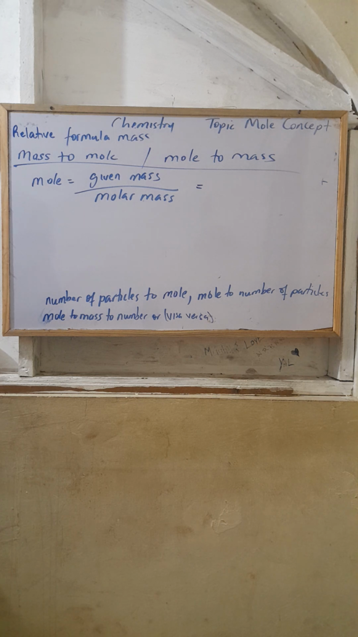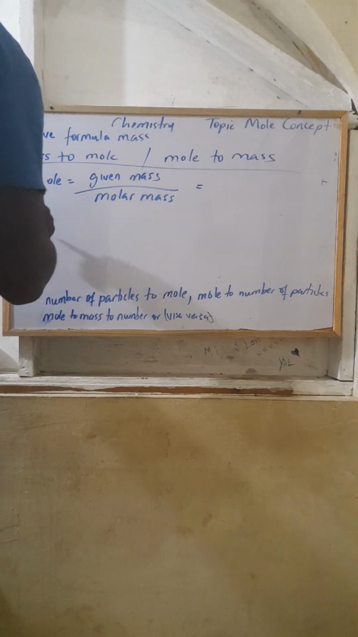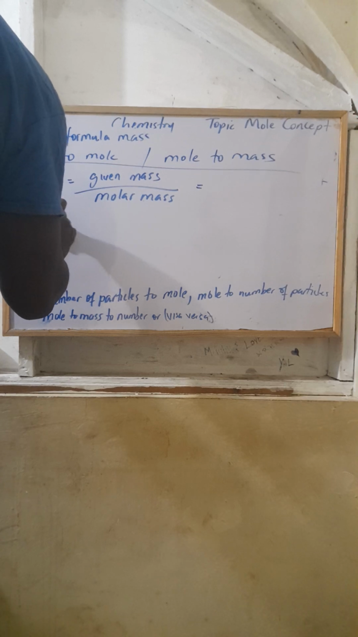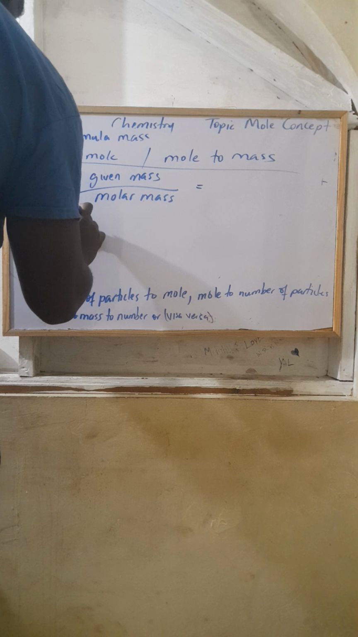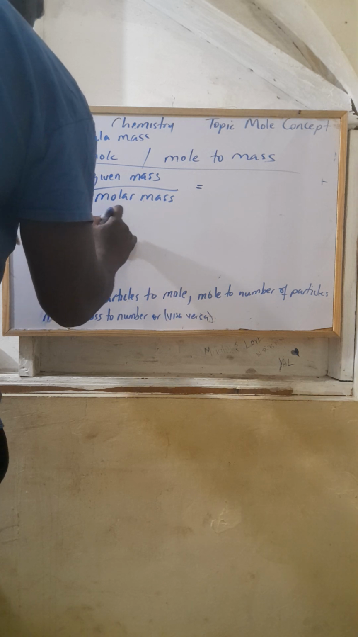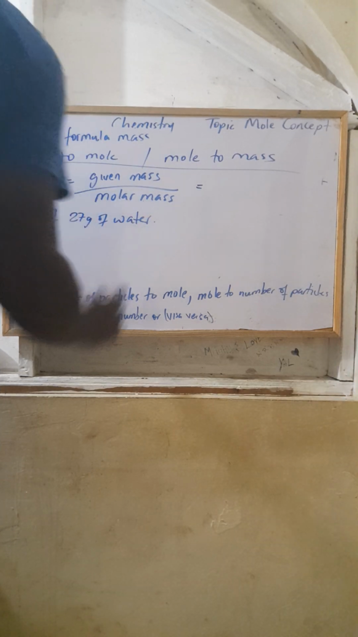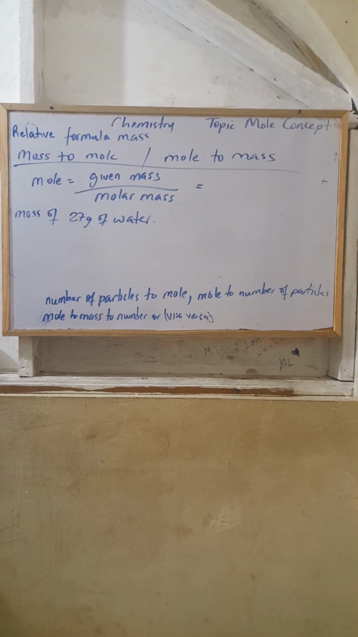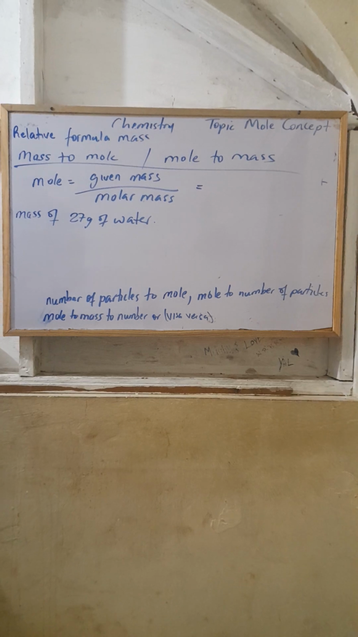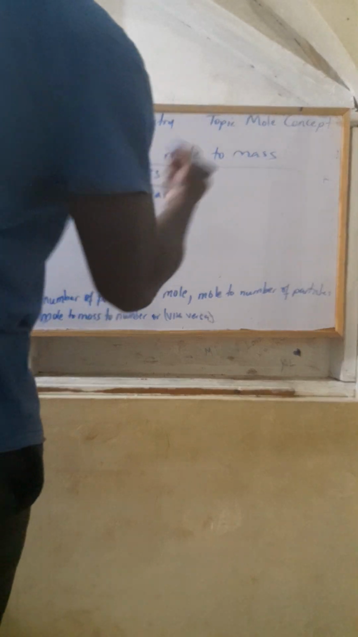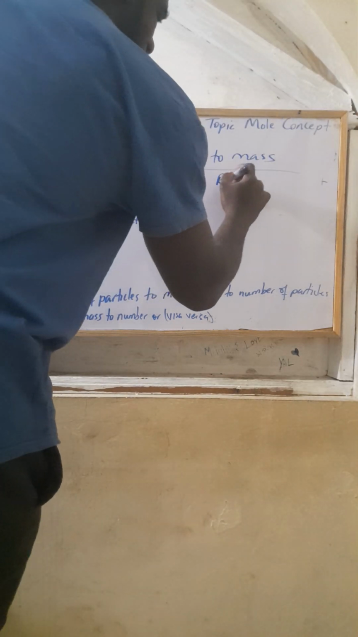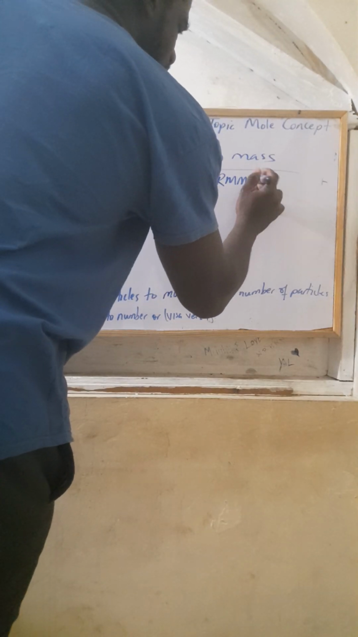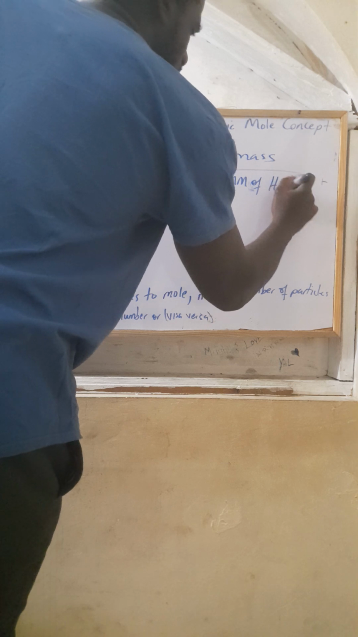All right, so the example that we'll be using here today is a mass of 27 grams of water. We're going to convert this given mass of water into the amount of mole that is present. The first thing that I recommend is to find the RMM of water. That's the first thing that I would recommend.